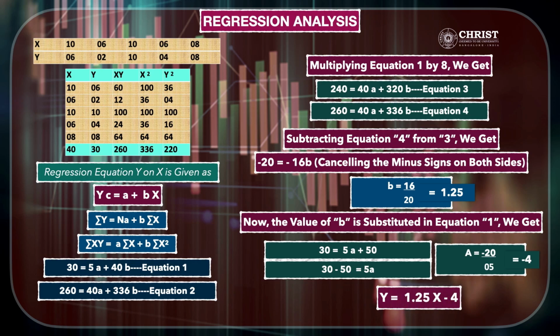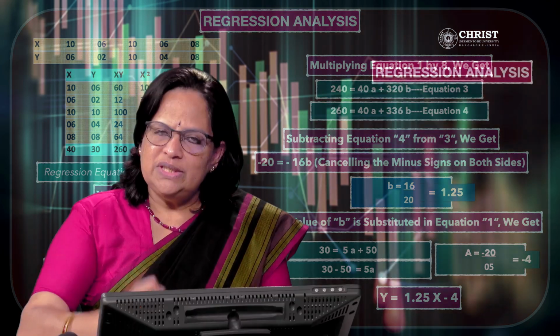Now, you have to substitute the values of a and b. Because a and b are unknown constants, we found out the values of a and b. Now, you have to substitute these values in the regression equation y on x. That is, Y is equal to 1.25x minus 4. So, this is what I wanted to explain with this module. Thank you.